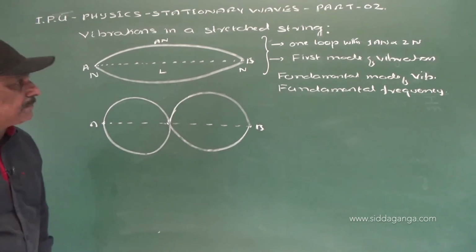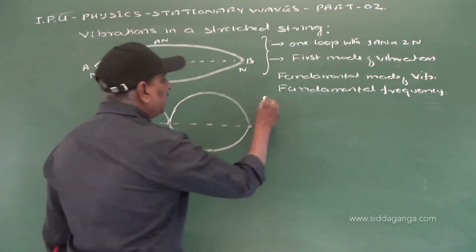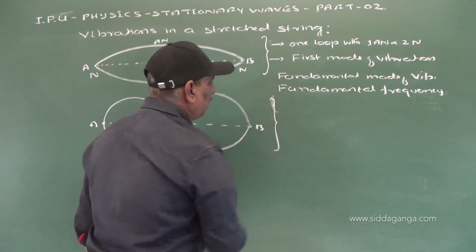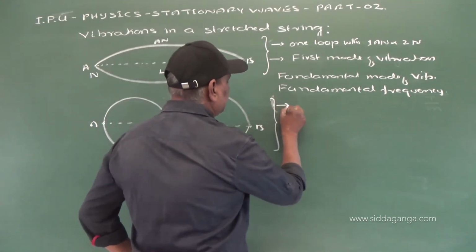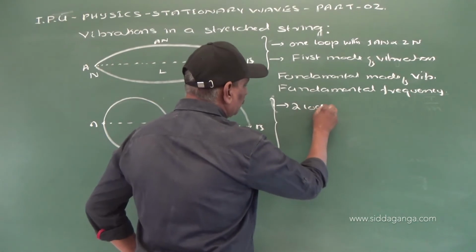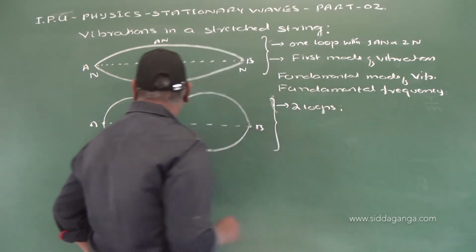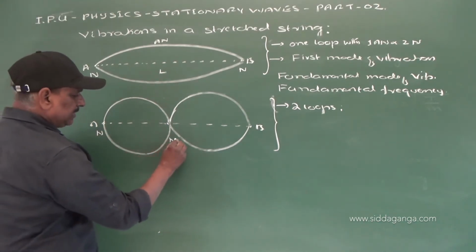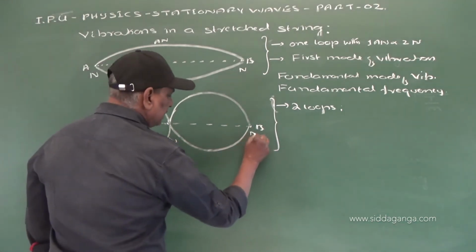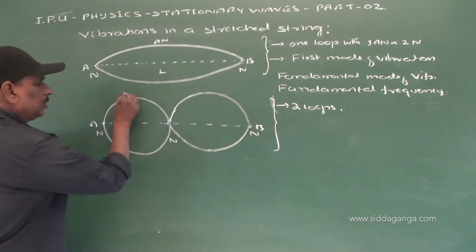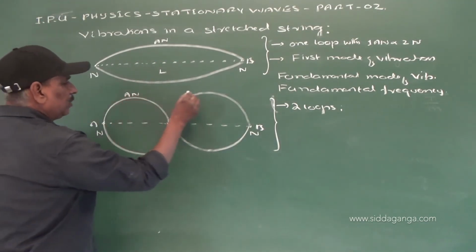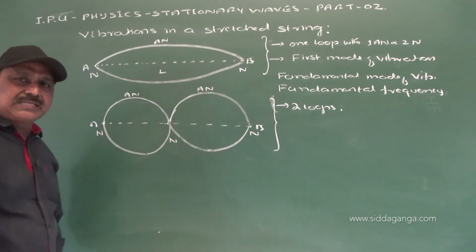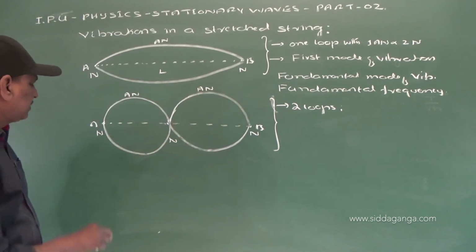Now if the string is vibrating with two loops, now see here, here is a node, here is a node, and antinodes between two successive nodes. So here let us count the number of nodes and antinodes.